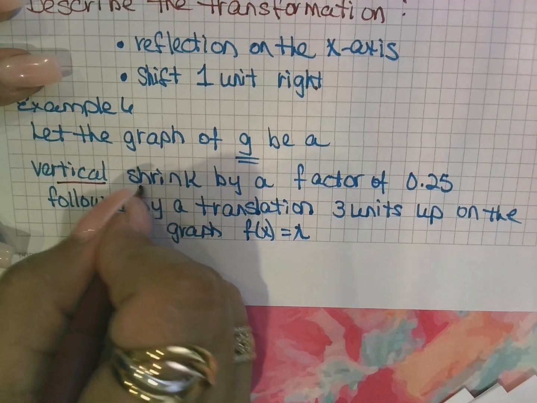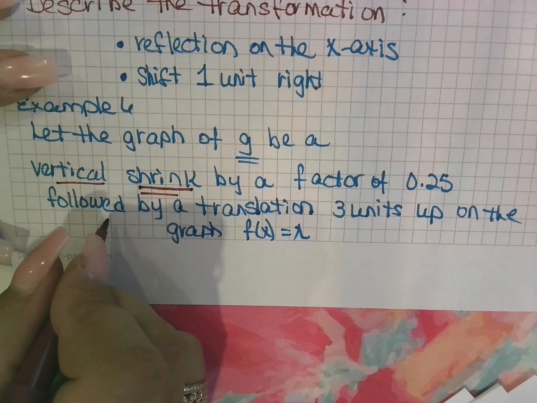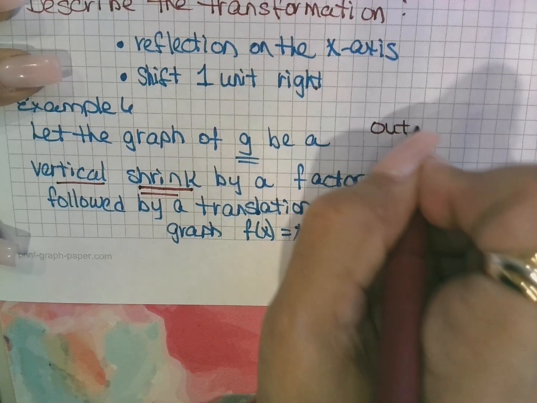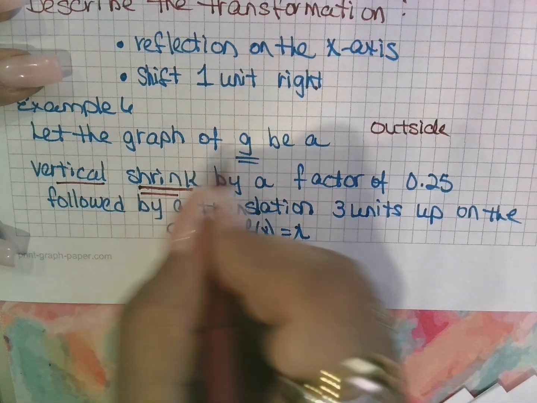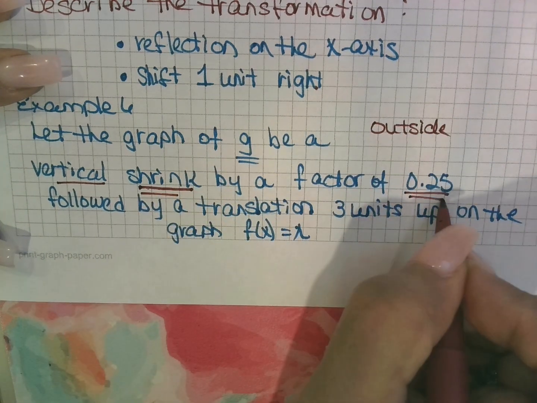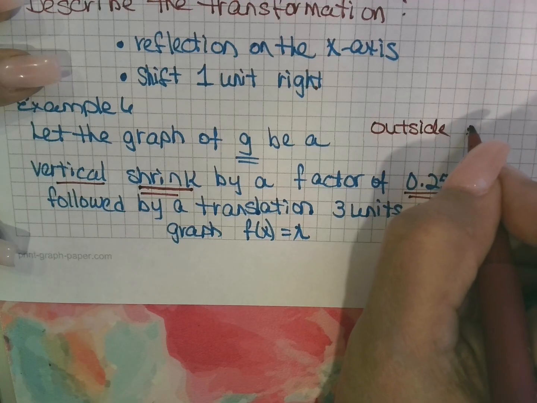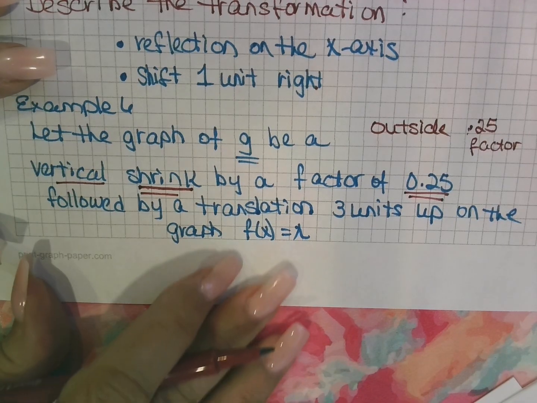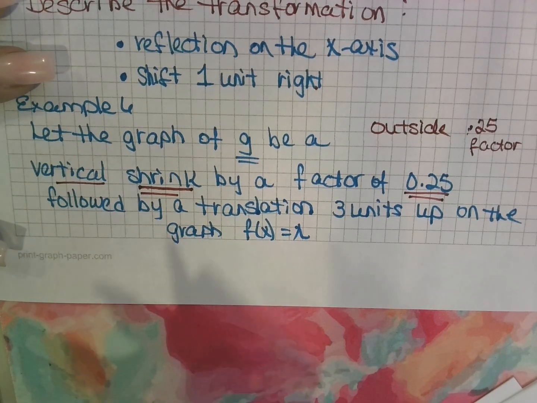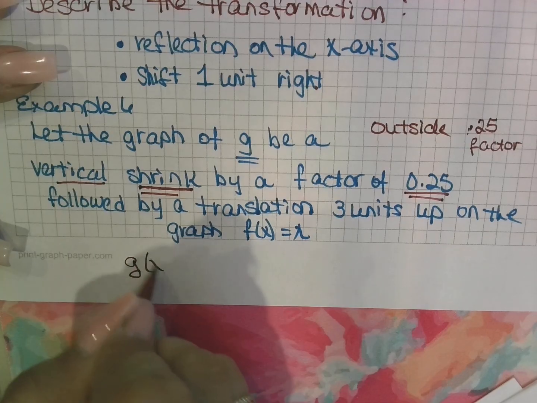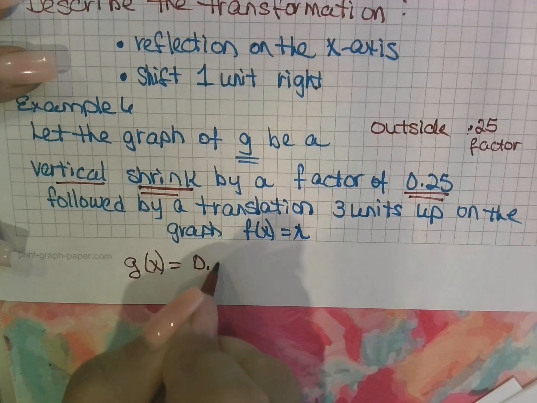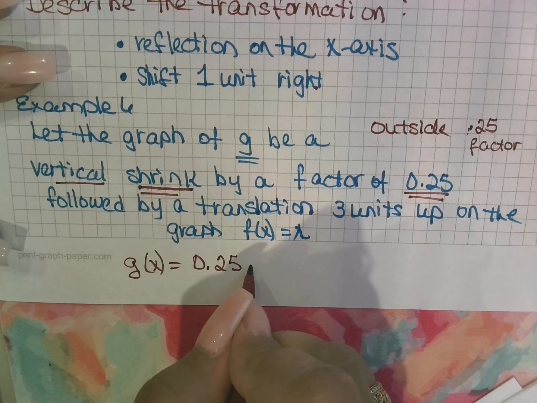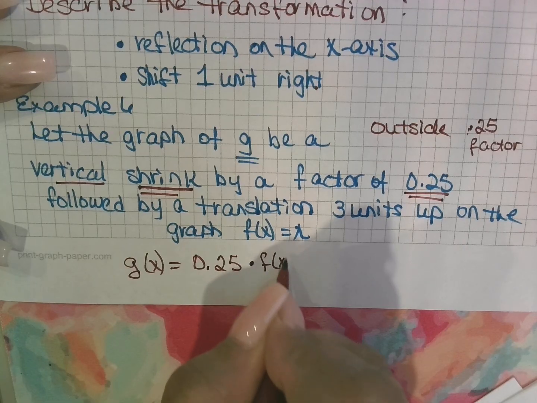Vertical shrink happens outside. So vertical is outside. And vertical also is what it is. So we are actually going to use that factor. So it's outside and a 0.25 factor. All right. So let's call this function g of x, shall we? So g of x is going to be 0.25 multiplied by f of x. So that's the first part.